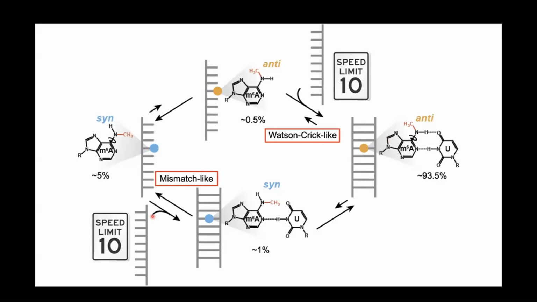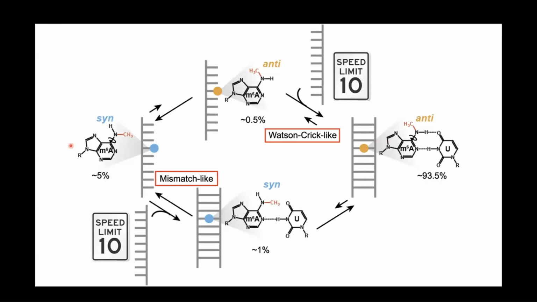From the induced fit pathway, what we have is, again, that starting from this conformation, we can form this mismatched structure. And while this dissociation is fast, the population of this intermediate is low. And as a consequence, you don't accelerate the melting rate. However, you slow down the forward rate even from the induced fit pathway because of the slowness of this step here, which is the association of m6A when it is in the syn conformation.